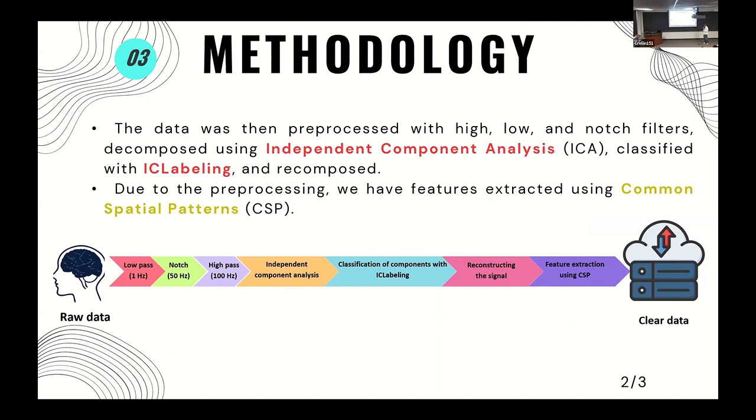After the methodology, we took the raw data and started pre-processing it for the machine learning model. Firstly, we put it through some low-pass, notch, and high-pass filters so that it will be easier for us to eliminate the unnecessary bands, to eliminate the DC power, and to get rid of other stuff. After that, we decomposed it using independent component analysis, classified it using IC labeling, and reconstructed it, eliminating the noise. Then we extracted some features using common spatial patterns, and there you go, you have clean data.